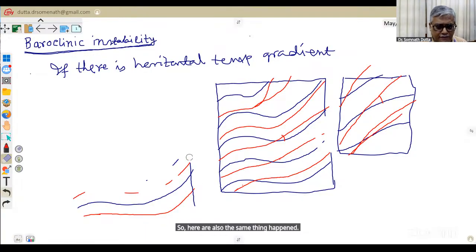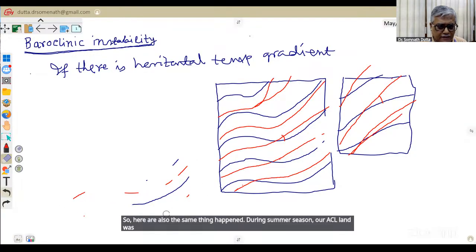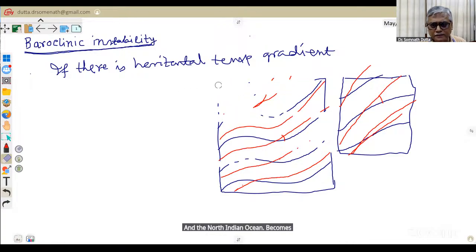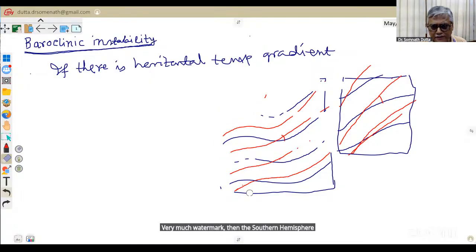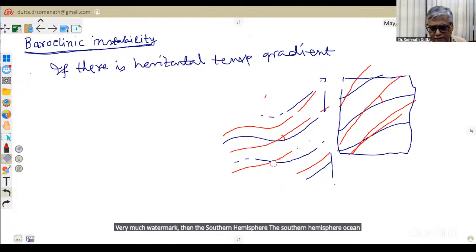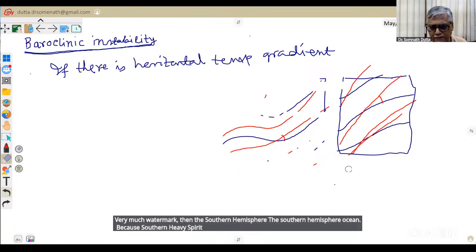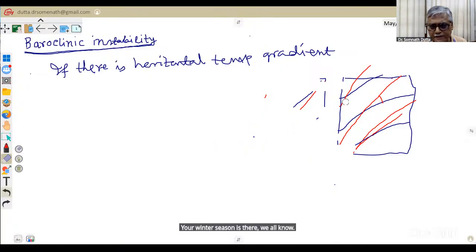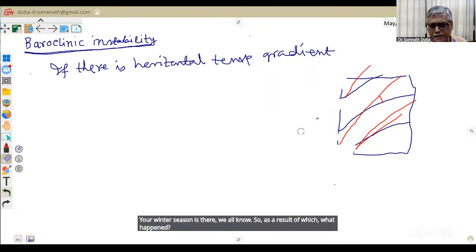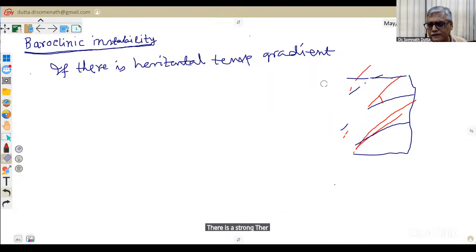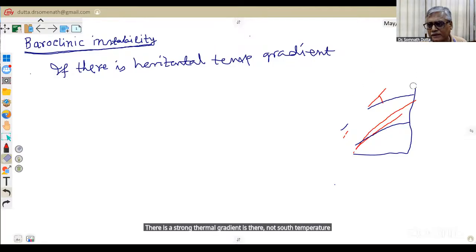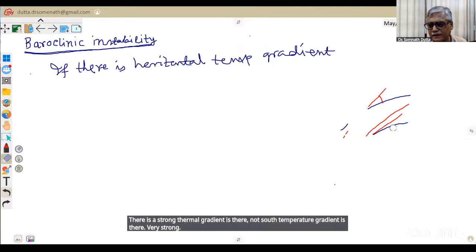During the summer season, the Asian landmass and the Indian landmass especially, and the North Indian Ocean, become very much warmer than the southern hemisphere ocean, because at that time it is winter in the southern hemisphere. We all know this. As a result, there is a strong thermal gradient, a very strong north-south temperature gradient.